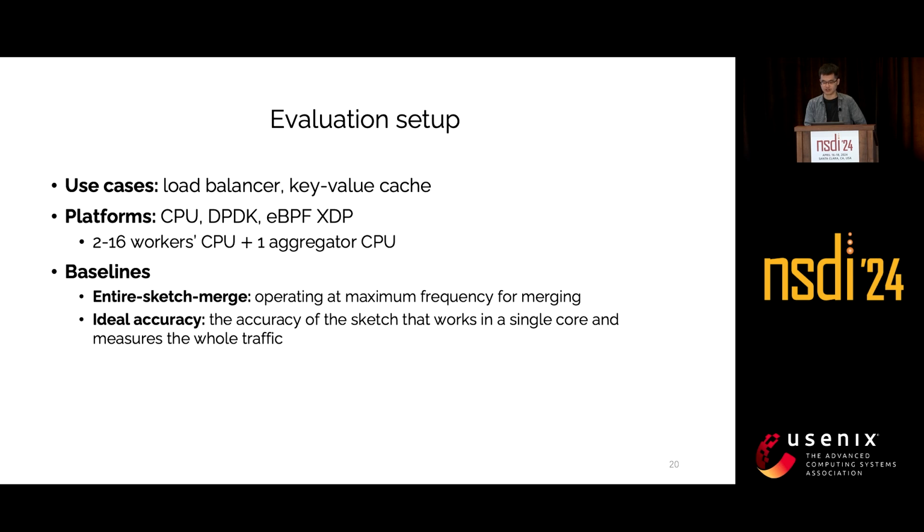Then let's discuss the evaluation results. Our evaluation covers implementation on 3 diverse platforms and the application on 2 use cases, load balancing and key value caching. We compare OctoSketch with both the entire sketch merge and the ideal case where the traffic is not distributed. We use 1 aggregator CPU and vary the number of worker CPUs. The merging frequency of the entire sketch merge is set to the maximum supported by a single CPU.